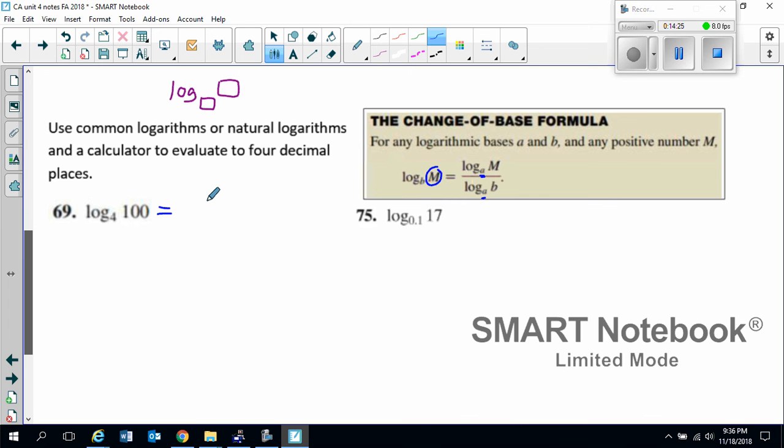So for example, this would be the same thing as doing log base, we'll just do 10, because that's what our calculator's defaulted to, of 100 divided by log base 10 of 4. So that's all I did. I just took those two parts right here and rewrote it out with log base 10. The other option you have with these calculators is you could have done base e. You could have done natural log of 100 over the natural log of 4.